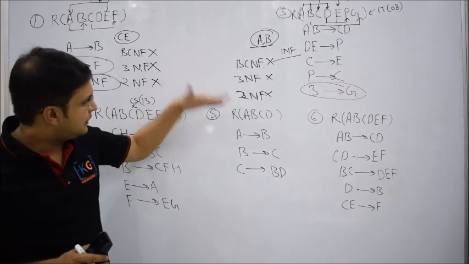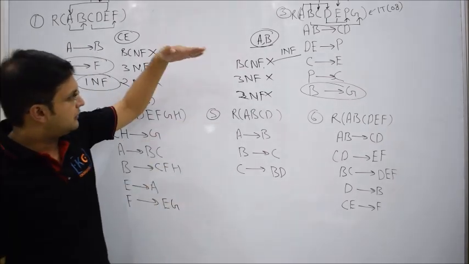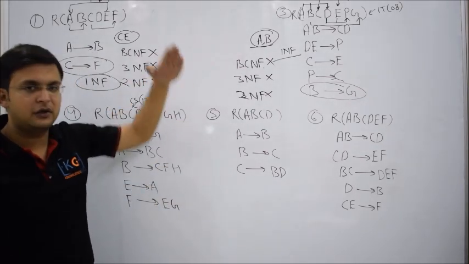But I'm going logic by logic again, because in GATE or any competitive exam, you must go in order. First you check BCNF, then 3NF, and then 2NF.